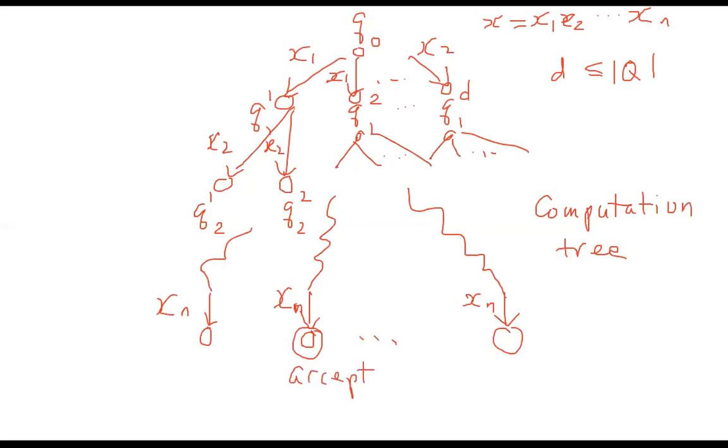If there is a path that ends up at an accept state when the entire string is read, then we'll say that this x is accepted by this non-deterministic finite automaton. So for instance, this may not be an accept state, this may not be an accept state, this may not be an accept state. But as long as there is one path that ends at an accept state, then we'll say that this input is accepted by this machine, by this finite automaton.